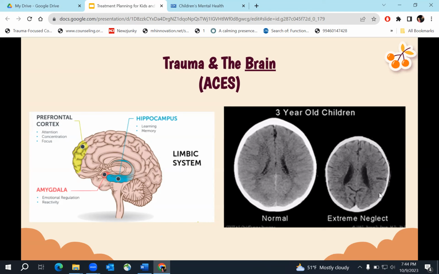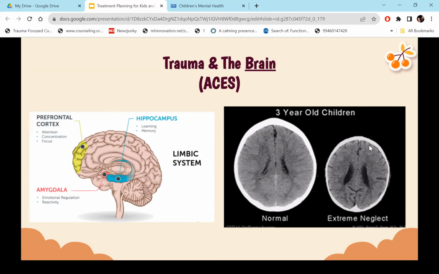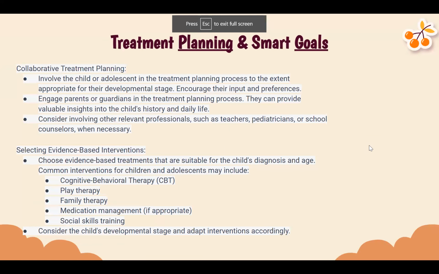So when you are thinking in terms of treatment, if you're working with a child that has experienced trauma, you have to take the brain part of it into consideration when planning out your treatment strategies, especially around psychoeducation and around consulting with adults. So what does that look like? It looks the same for kids and adults in terms of your planning and your SMART goals.